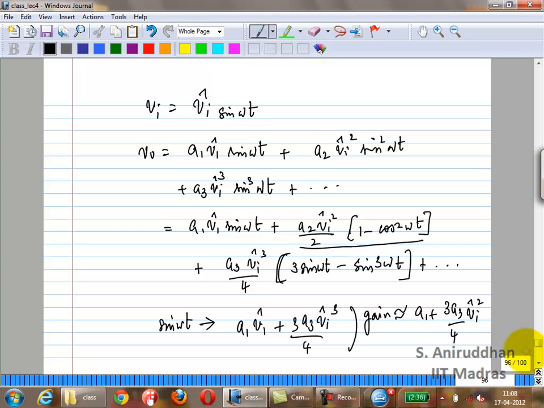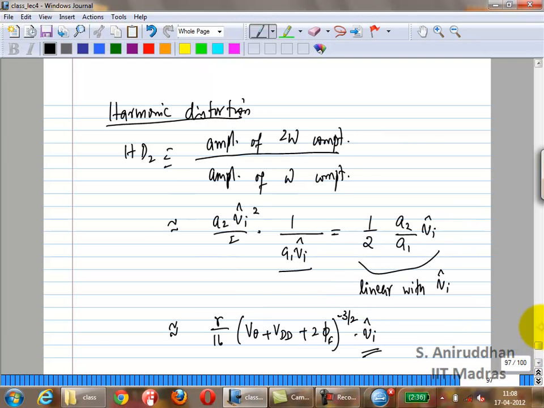And finally we described something called harmonic distortion, right? You put in a sinusoid, and what you actually get at the output are not only the sinusoid but also harmonics of that sinusoid. Okay? And so we defined second order harmonic distortion HD2 as the amplitude of the 2 omega component over the amplitude of the omega component. In this particular case it was some function of phi f, VDD and so on, and it varied linearly with Vi.